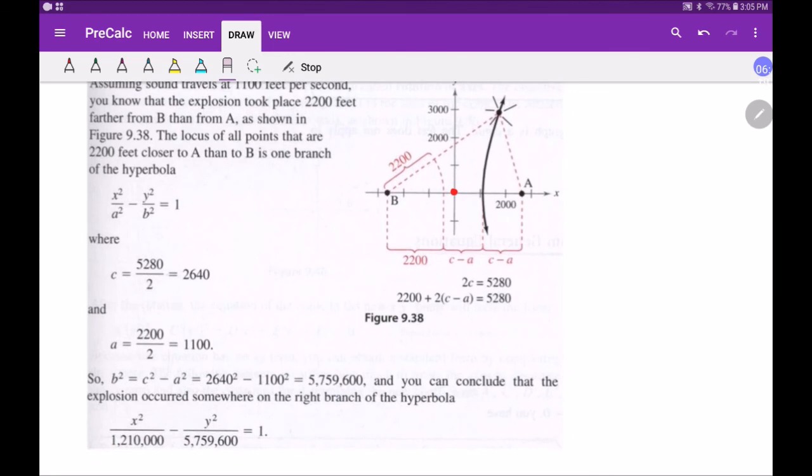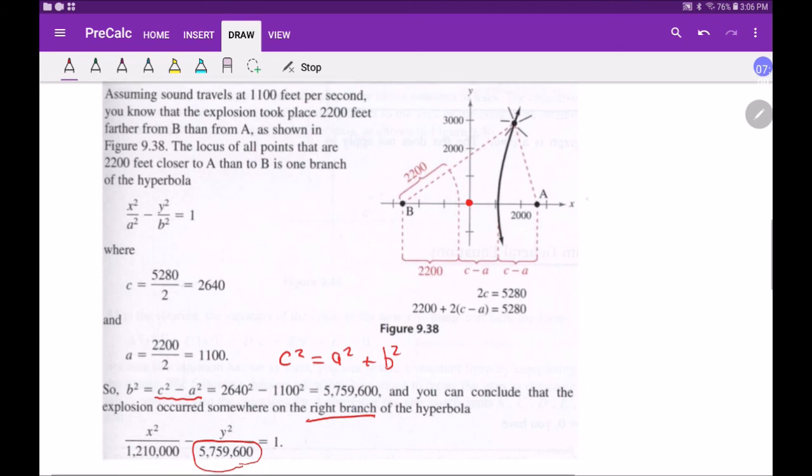Now I can find B, because I know that for a hyperbola, C squared is equal to A squared plus B squared. If I solve for B, it's C squared minus A squared, and that lets me solve for B squared. I put it down here underneath. Why? Because obviously I have a horizontal hyperbola. Now I know the equation somewhere on the right branch. I don't know where it happens, but I know it's on the right branch. If I had a third person listening, maybe over here, then I could pinpoint where, if I knew how long it took them to hear. But I don't, so I just say somewhere on that right branch.